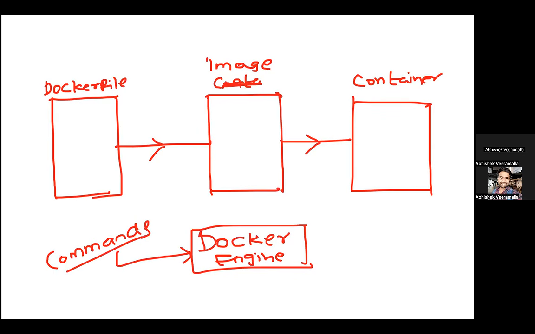Just for your reference, whenever we want to convert from Dockerfile to Docker image, you'll use a command called docker build. And to create a container out of an image, you will use a command called docker run or exec, but just consider docker run. So this way you can create a Dockerfile to image and from image to container. This is the life cycle of Docker.